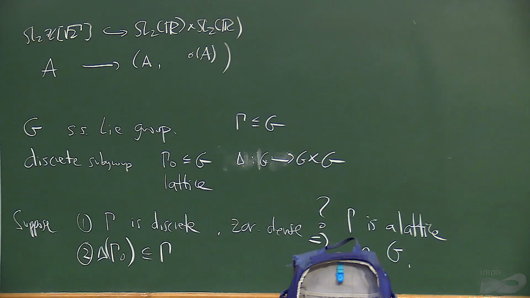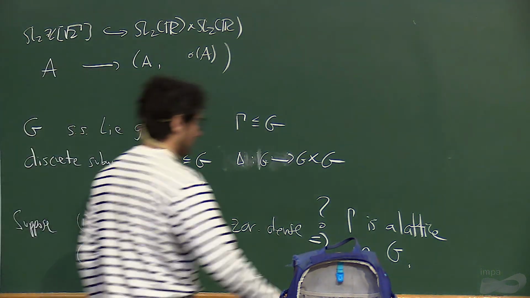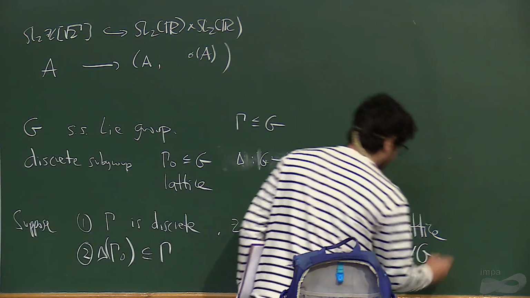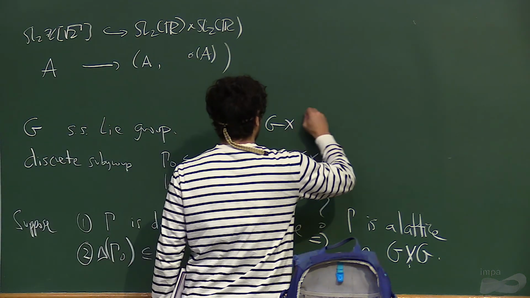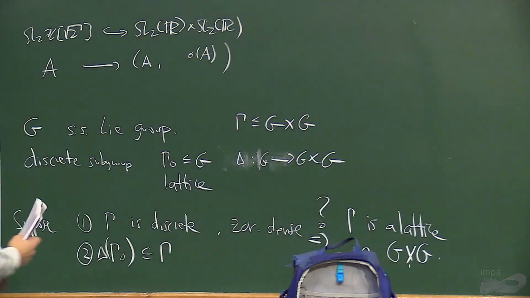Okay. Are there any questions? G times Z, right? Gamma is a subgroup of G times Z. Yeah, sorry. Yeah, gamma is a subgroup of G times Z. Okay.